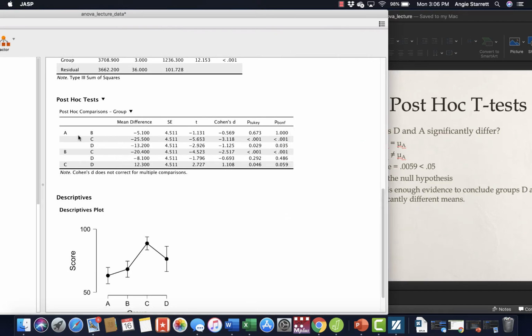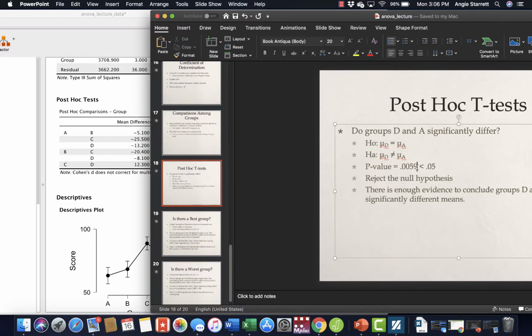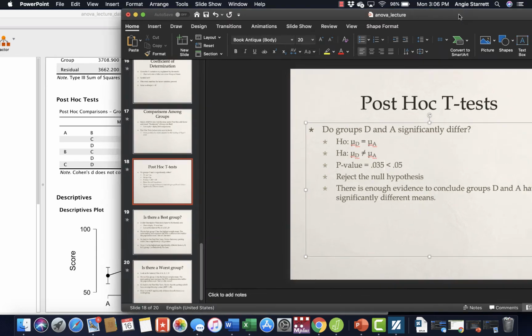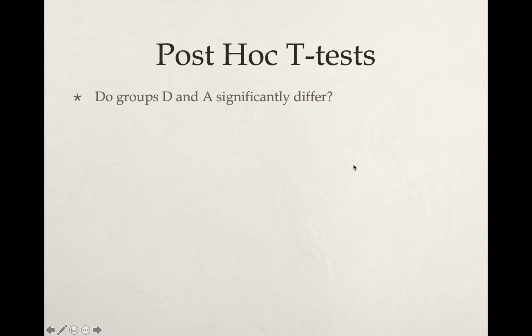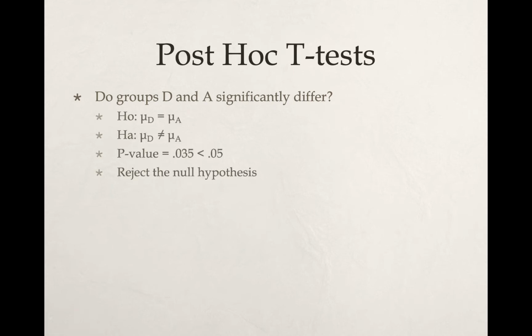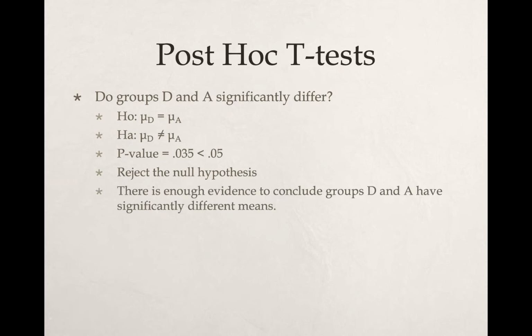All right. So here's A and here's D. And we scroll over and we see a p-value of 0.035. 0.035 is less than alpha. We reject the null hypothesis, and there is enough evidence to conclude groups D and A have significantly different means.